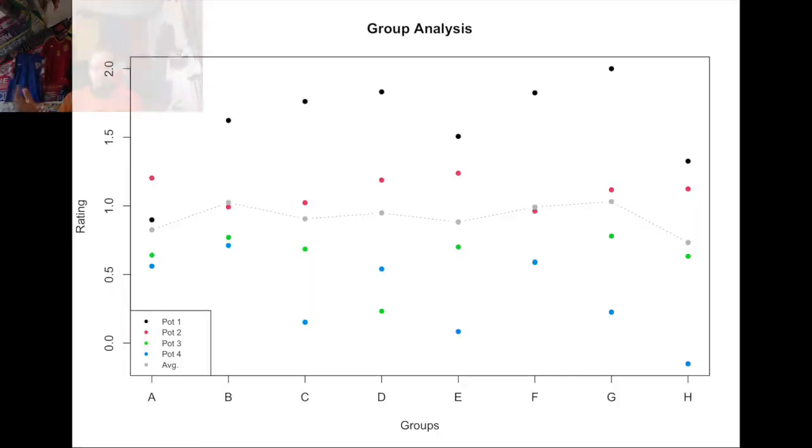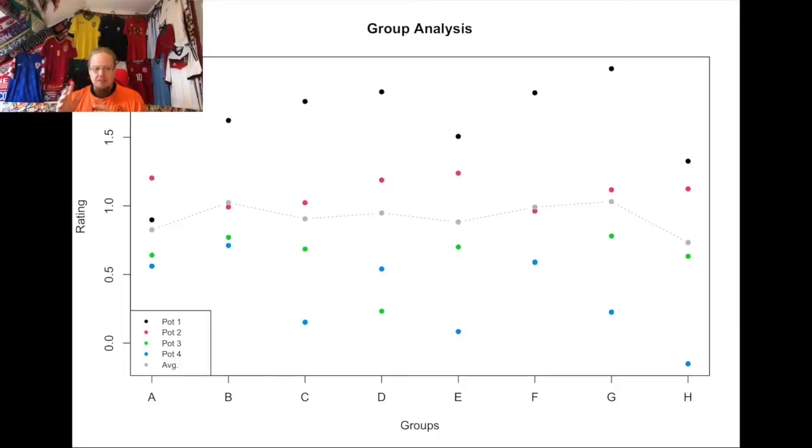We also got overall relatively even groups, and now let's show you the first graph here. I have here the groups A, B, C, D, E, F, G, H. You see the average ratings that my model has. You see on the left vertically, group A. The black dots are the teams from pot 1, the red dots are the teams from pot 2, the green ones from pot 3, and the blue ones from pot 4. Group A is the only one where the pot 1 team is not the top team. In Group A the favorites are the Netherlands, the red dot, then Qatar, then Senegal, and then Ecuador, in blue.